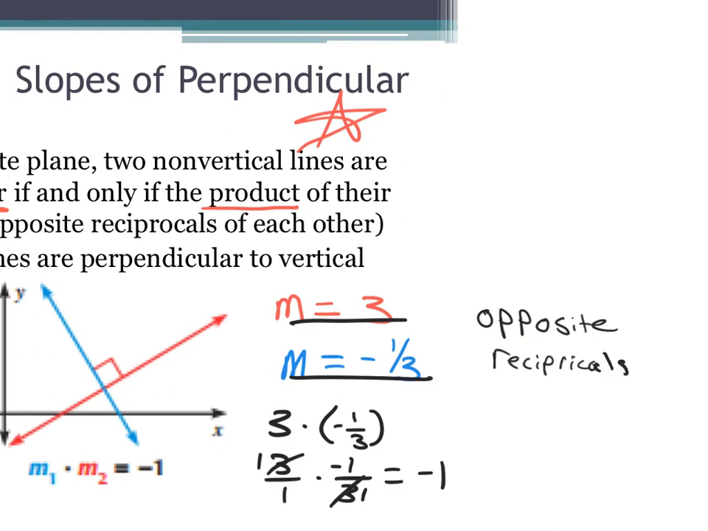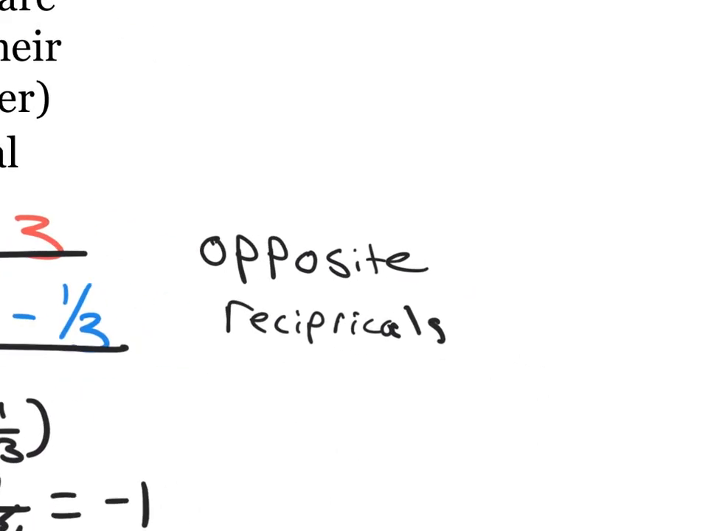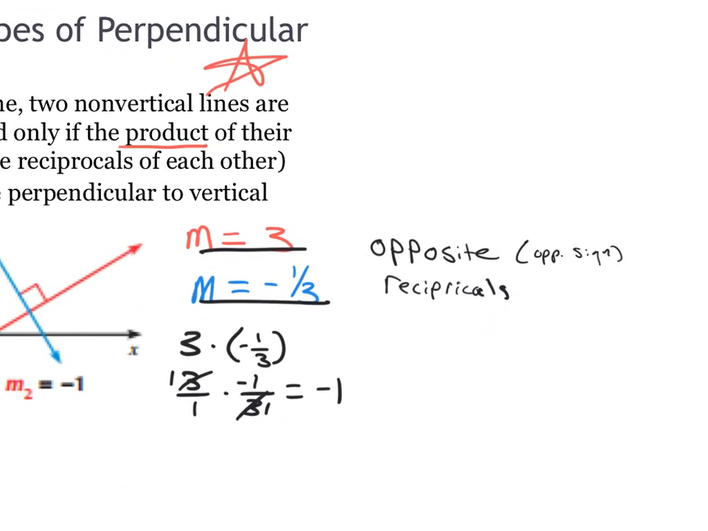So, what I mean by opposite reciprocal: when I say opposite, it means opposite sign. One of them is positive, one of them is negative, which I do have. They are definitely opposite signs. And reciprocal means that one of them is the flipped upside down version of the other. 3 and 1/3 are the flipped upside down versions of each other.